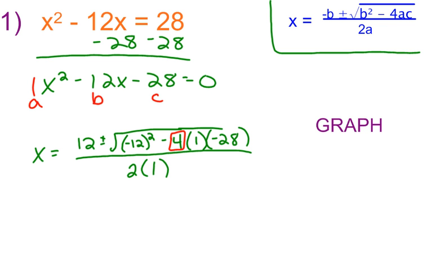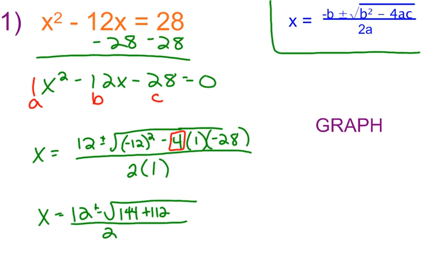From here, all you're doing is reducing this equation using your order of operations. So you're going to first simplify everything that is under the radical. As I keep moving here, I'd say x equals 12 plus or minus, and I'm going to go ahead and say what's negative 12 squared, 144, and then I would have a negative 4 times 1 times a negative 28. So that would be a positive 112. Then in the denominator, I would have 2 times 1, which is 2.